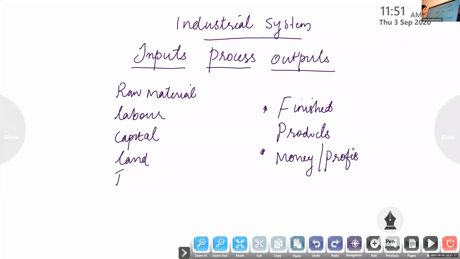Then what is the process? Machines. Spinning. Spinning is a process. What does that mean? In simple words, we can say we convert raw material through different processes. Convert raw material to a finished product, right? This is happening in industry. Many processes are there with the help of machines. It is called processes in the industrial system. Convert raw material to finished product through different processes.